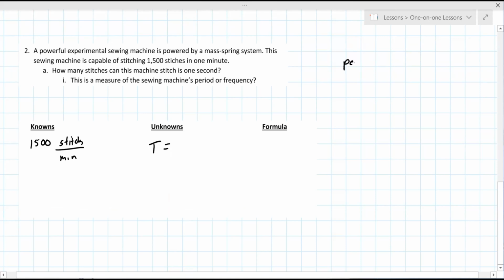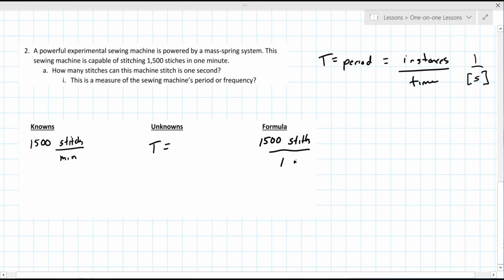Now period, I don't know why T is used, but there's probably a reason for that. The period is always like, I'm going to call it instances per unit time. Okay. And it's generally 1 over s. So time is in seconds. So in your case, it's 1,500 stitches, but that's in 1 minute. So we need to convert that to, well, in 1 minute there are 60 seconds.